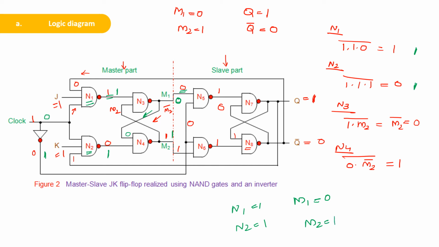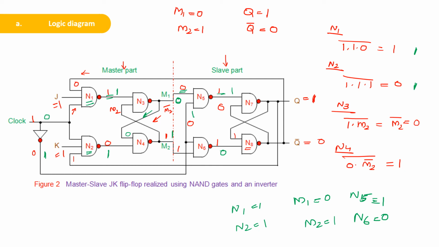Now if you take N5, one of the inputs is 0, the second input is 1. So the output will be 0 dot 1, that is 0, its complement is equal to 1. Now if you take N6, both inputs are 1, so the output will become 0. So N5 is 1 and N6 is 0.